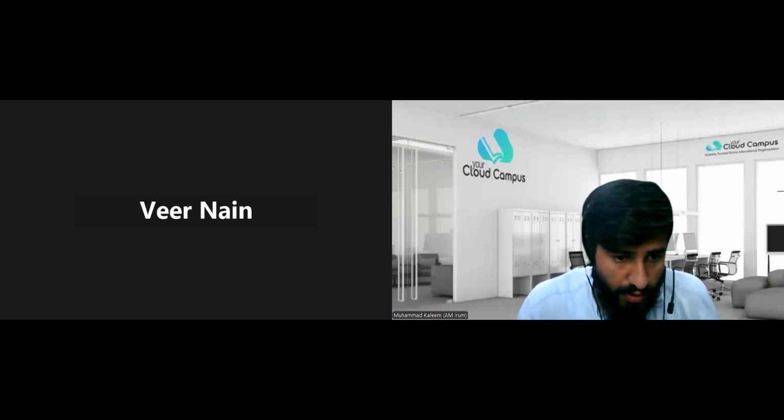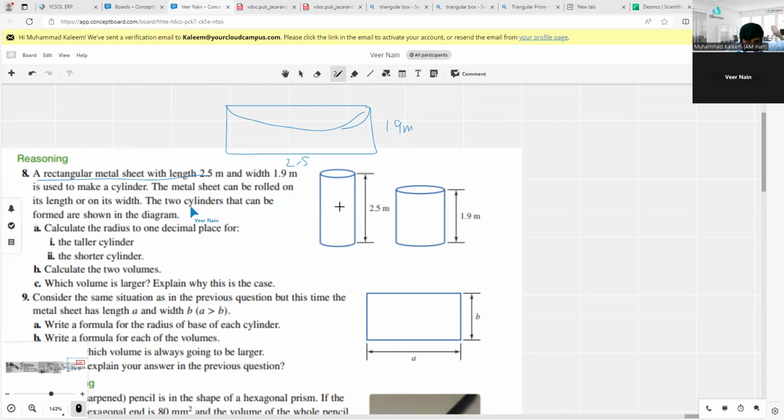Now let's work on the worksheet. Here we definitely have to find the radius. The volume of both cylinders will be equal because we have the same dimensions. You would just have to do 2.5 times 1.9, but that is what we have to calculate in part B. In part A, we have to find the radius of the taller cylinder. This one is the taller cylinder, and this one is the shorter cylinder.